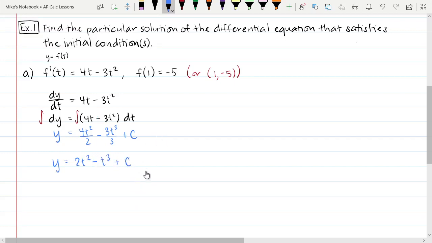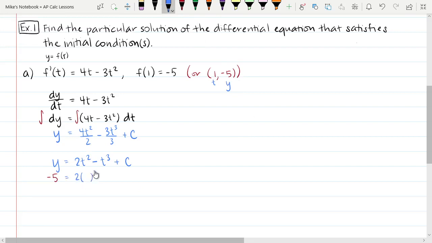All right, so now that is our general solution. But now we get to use our initial condition. And this is telling me that when t is 1, y has to be -5. So we're going to substitute those values in. So I'm going to put a -5 for the y.